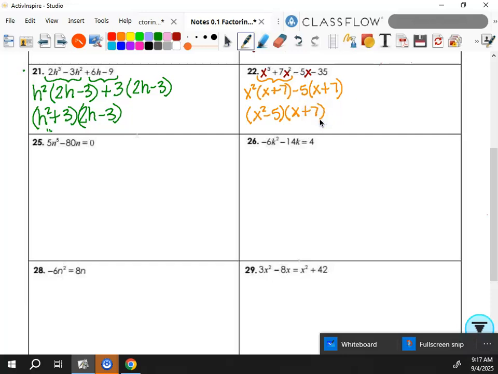Can I factor this anymore? No. This is a difference, but it's not a difference of perfect squares. So again, I'm stuck. Okay. What questions do you have? Anything? Okay. Now, besides the exponents and all that stuff, what's one big difference between 21 and 25?